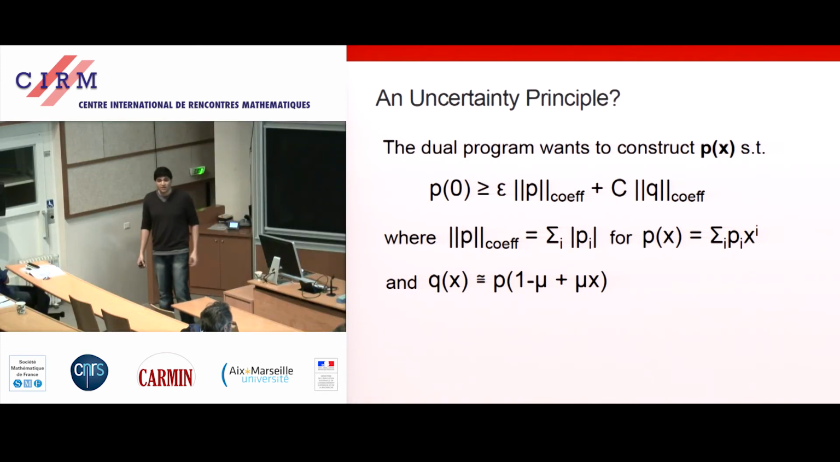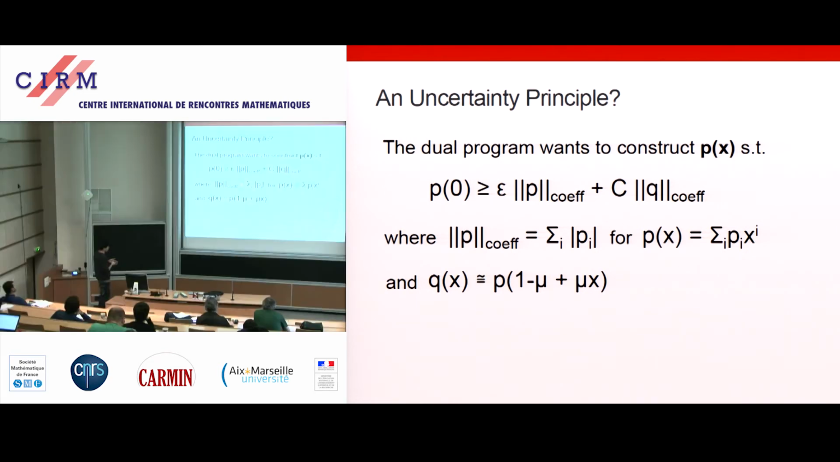So why I'm calling this an uncertainty principle is that P and Q are two interrelated polynomials. One is just a change of variables from the other. This is very standard in signal processing types of things that maybe you are more familiar with. If you think about some signal in one basis, and then you take its Fourier transform, you have uncertainty principles that it can't be sparse in both of them.